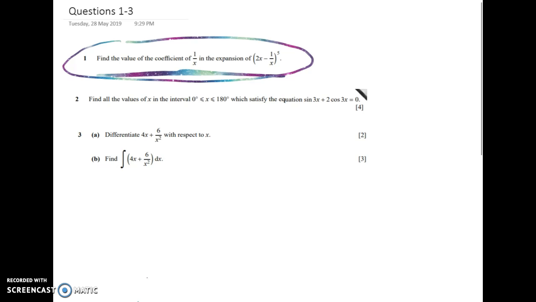We have to find the value of the coefficient of 1 over x. So that means I need to go through this binomial expansion and figure out which term will have 1 over x in it. Now I'm sure I remember that there's a way to find an individual term, but I find it just as easy to start doing the full expansion and just have a look at how that works, especially when I'm near the start of my revision.